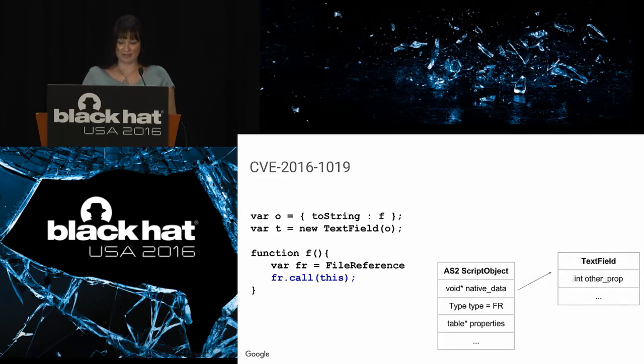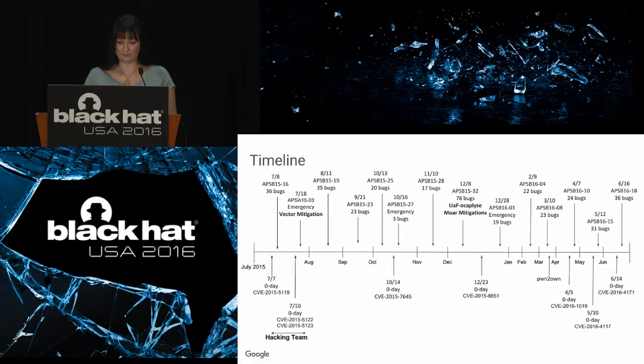And then when you unwind in creating the text field, it will set the native data, overwrite it to be this new text field, and then you have a file reference that is pointing to a text field, and then this will get cast to the wrong type, and that's type confusion.